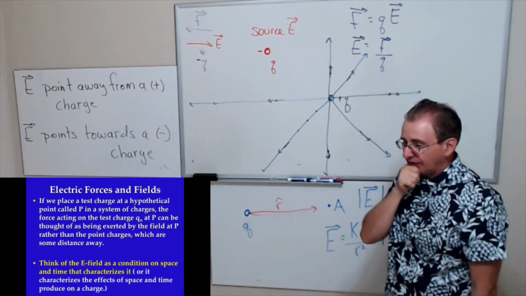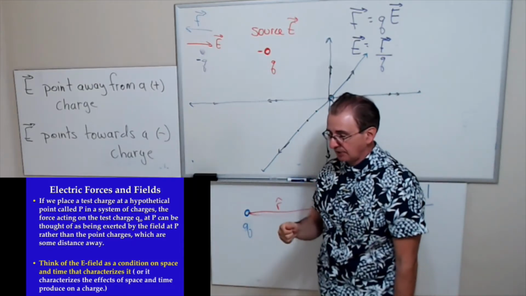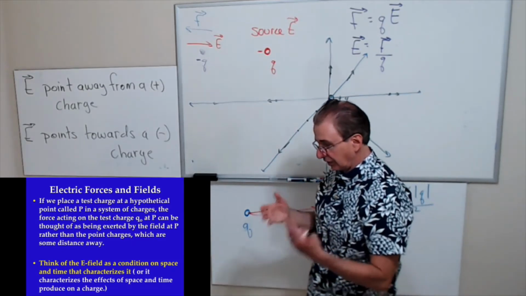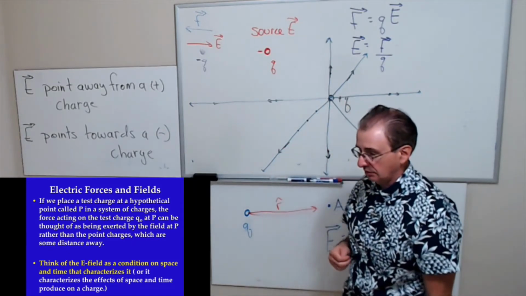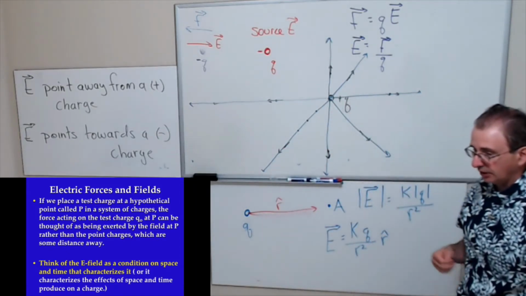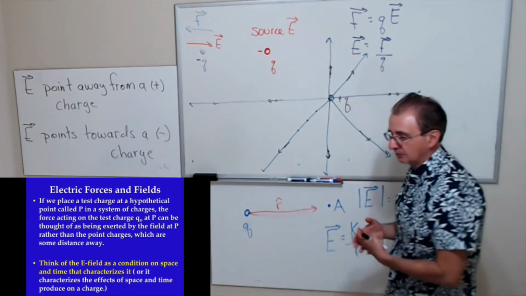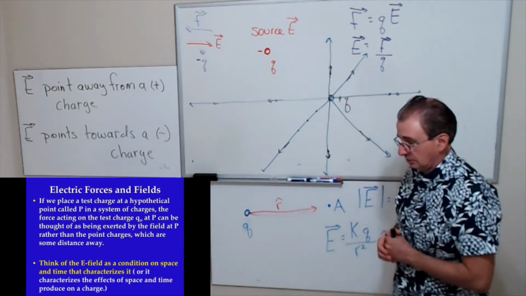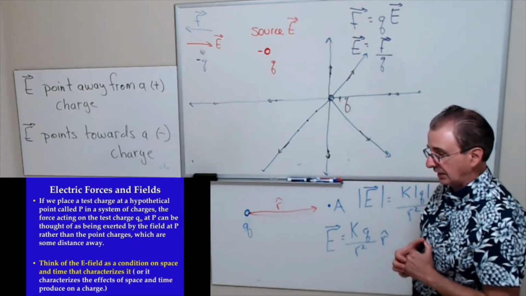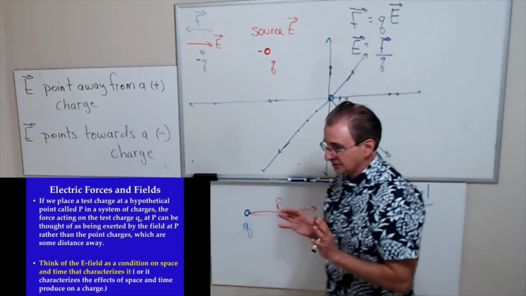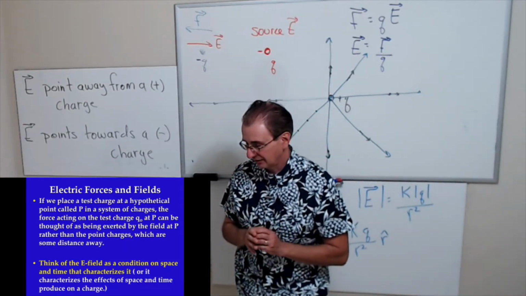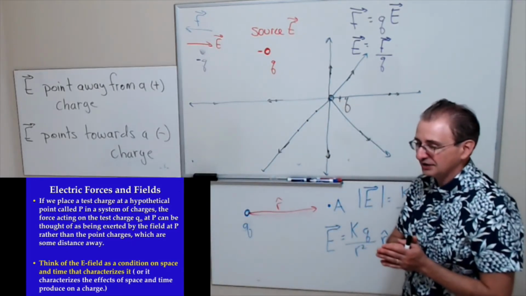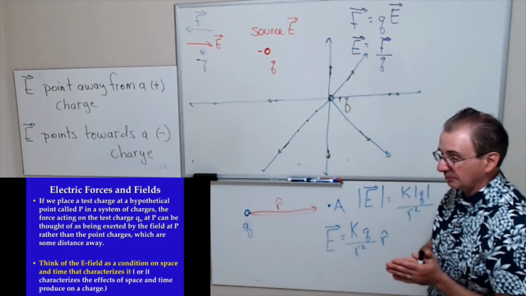And like I said before, the field really sets up a condition in space and time, and it's characterized by these vectors. It characterizes the effects in space and time produced by a point charge or produced on a charge. Is that okay? It feels weird because it's abstract. You'll see this first unit is pretty abstract. Please, if you have a question, just don't hesitate to ask, because I know this is an abstract topic.